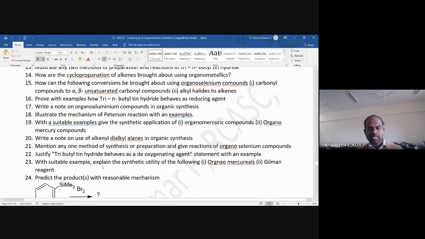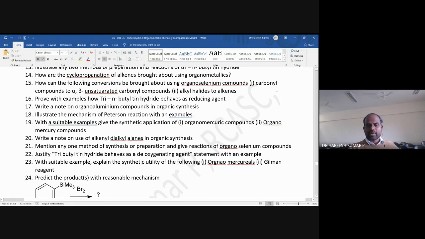With a suitable example, explain the synthetic utility of the organomercurials. Organomercurials means carbon mercury Hg bond. How the carbon mercury bond is formed and its application. Application means maybe a solvomercuration, demercuration, or maybe an oxymercuration, hydromercuration. Right, oxymercuration is nothing but a solvomercuration only.